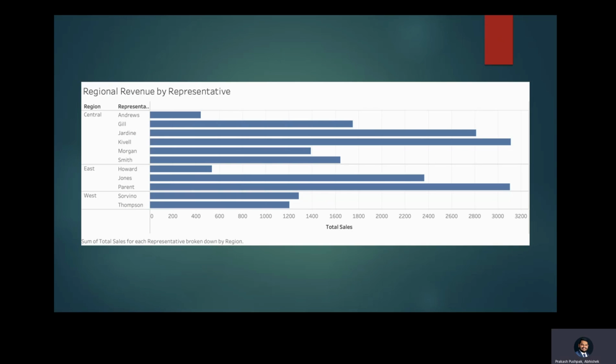And here we are able to see in which region, which representative performed how much. So in the central region, the highest sales was by Kivel, in the east region, the highest sales were by Parent, and in the west region, the highest sales were by Sorvino. So we can assess the representatives by region and overall.